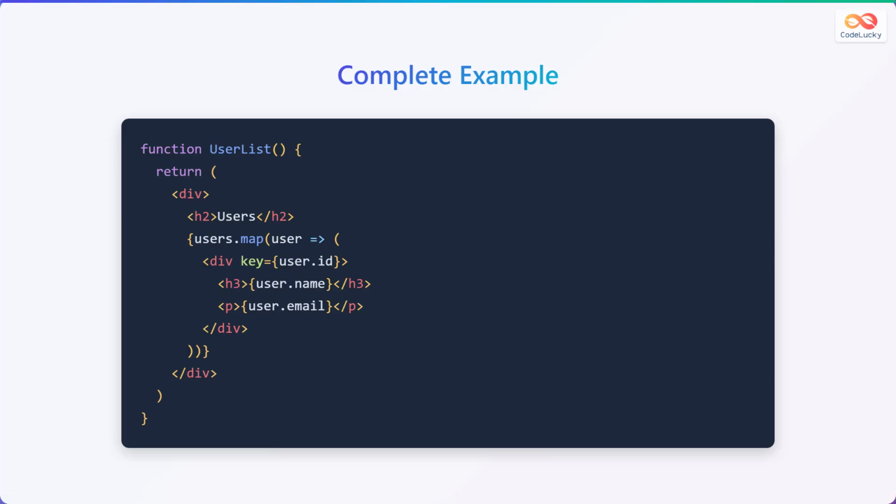Let's look at a complete example of how to use the map function to render a list of users. We define a function component called UserList. Inside the component, we return a div element that contains an h2 heading, users. Then we use the map function on the users array to iterate over each user. For each user, we return a div element with a unique key set to the user ID. Inside each div, we display the user's name in an h3 heading and their email in a paragraph tag. This code snippet demonstrates how to render a dynamic list of user components using the map function in React.